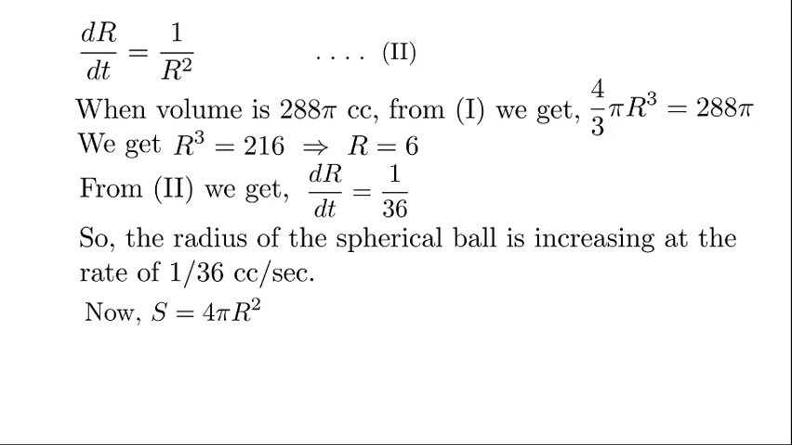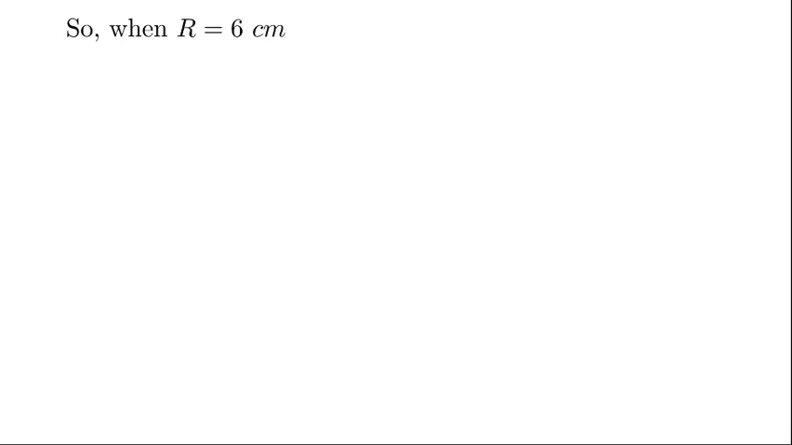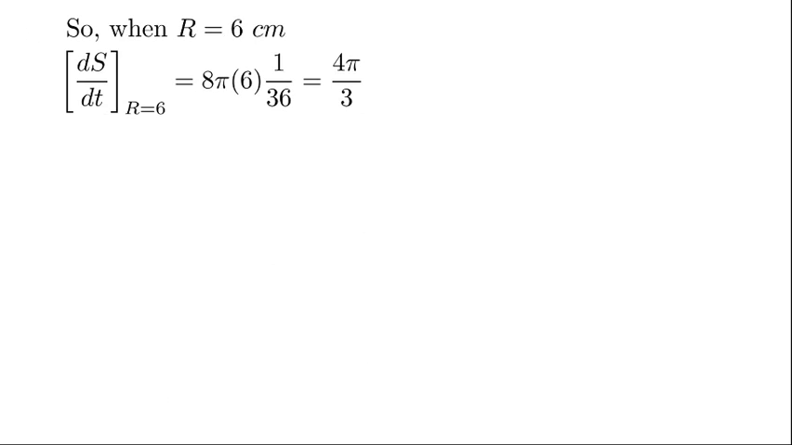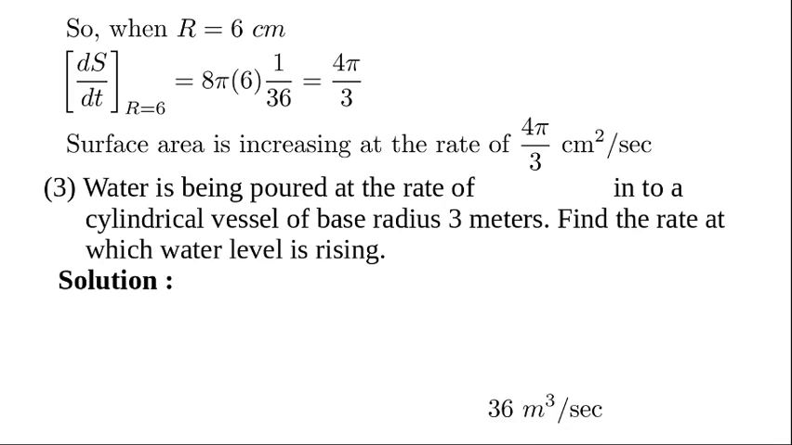Now, S equal to 4 pi r square. Differentiate this with respect to t, because we are asked to find the rate of change of surface area also. So, ds by dt gives you 4 pi d by dt of r square, that's equal to 8 pi r dr by dt. So, when r equal to 6 centimeters, we get ds by dt as 8 pi into 6 into 1 by 36, that's equal to 4 pi by 3. Surface area is increasing at the rate of 4 pi by 3 centimeters square per second.